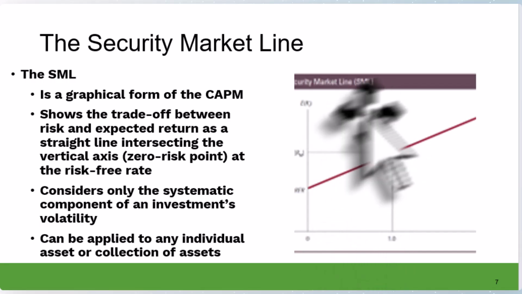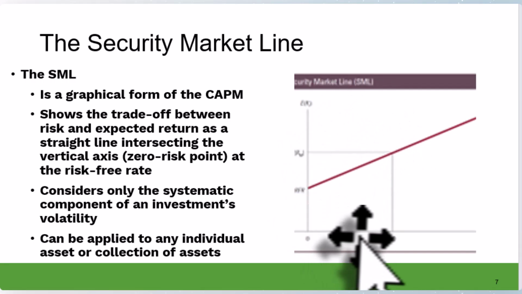Assets plotting above this line would be undervalued. They would be securities we would like to buy. And alternatively, ones below are the ones that we would not want to purchase. And if we own them, we might want to consider selling them. So why is this? Above the line, they're earning more than required for their risk. And below the line, they're earning less.